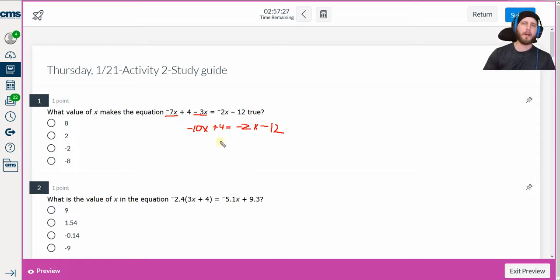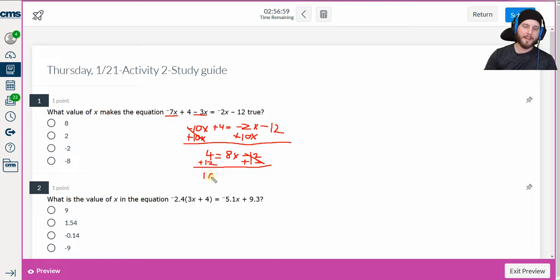So you can do this however you want. I'm going to add 10 to both sides, or add 10x to both sides. And here's what that's going to do. It's going to leave me with 4 over here, and that negative 2 plus 10 gives me a positive 8x. And I've got minus 12. I'm then going to add 12 to both sides of the equation. That's going to cancel that out. And that gives me 16 equals 8x.